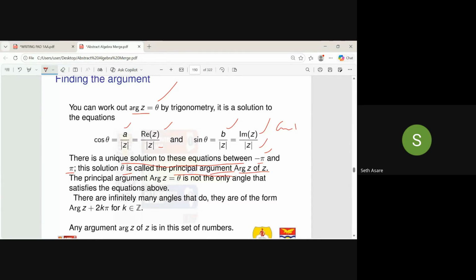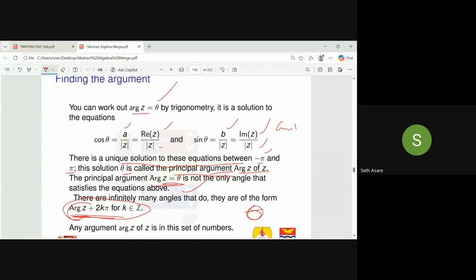Capital A of Z, the principal argument, is not the only angle that satisfies the equation above. There are infinitely many angles that do. They are of the form this. So we know that this principal we are calling theta. We can add other things, this formula: the principal plus 2 pi k, where k is a member of the integers.